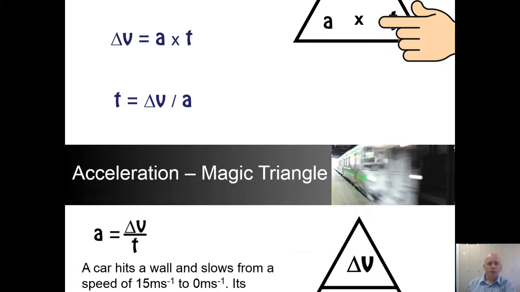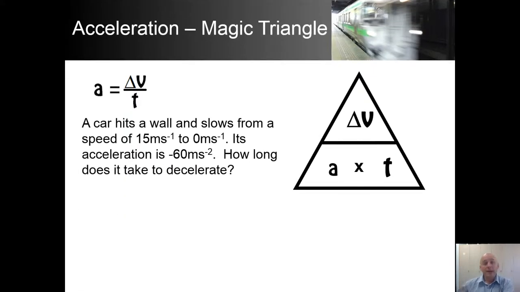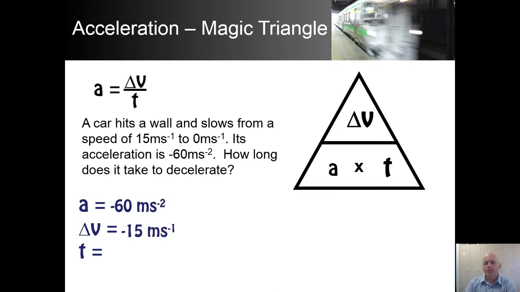Simple. Let's try a practice problem using the magic triangle. The car hits a wall and slows from a speed of 15 meters per second to 0 meters per second. Its acceleration is -60 meters per second squared. It's negative because it's slowing down, it's decelerating. How long does it take to decelerate? Let's write down what we know and what we don't know. We know the acceleration, -60 meters per second squared. We know the change in speed. It goes from 15 to 0, so that's a decrease in speed, so it's -15 meters per second. And the time is what we're looking for.